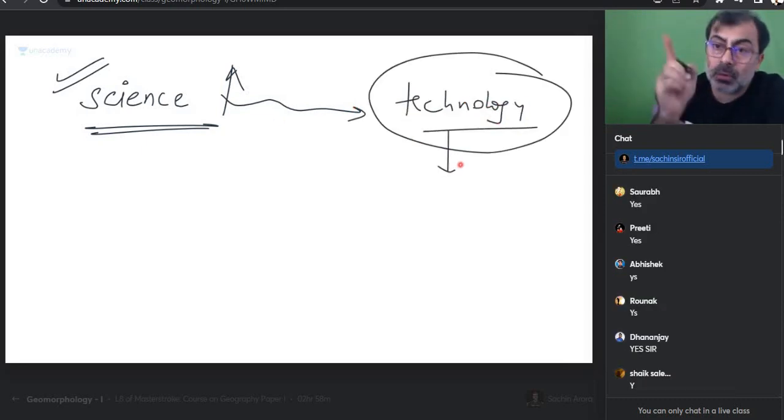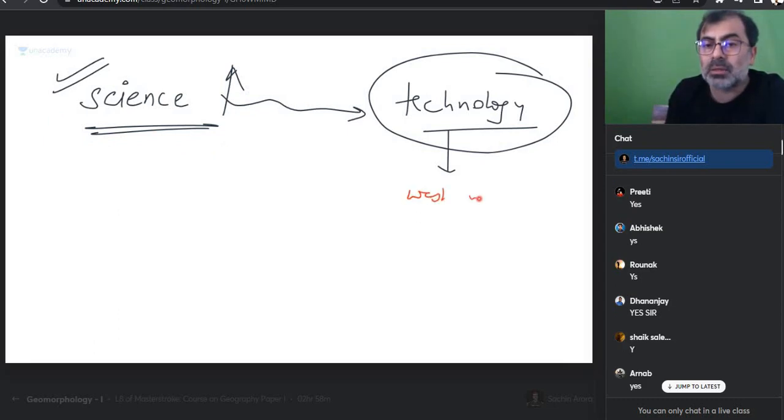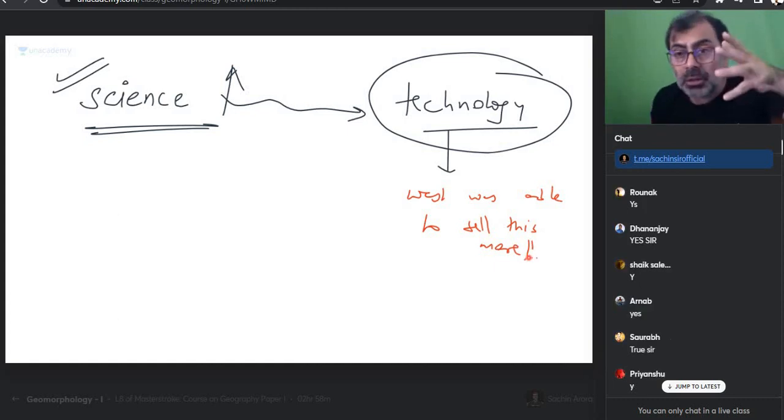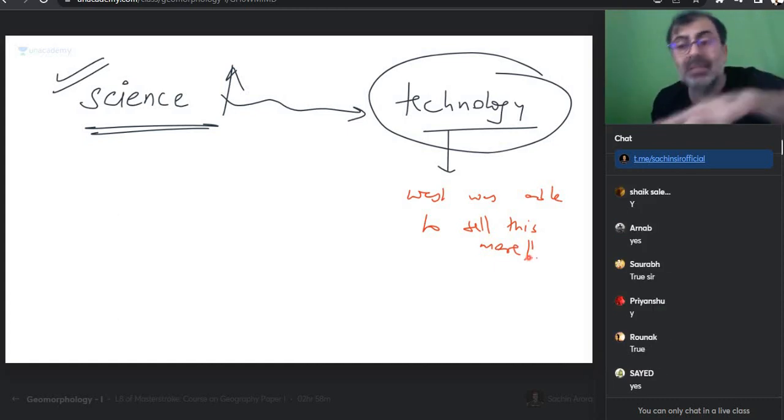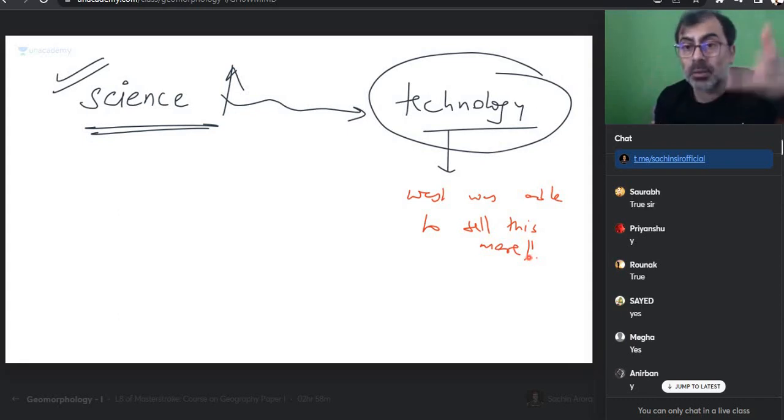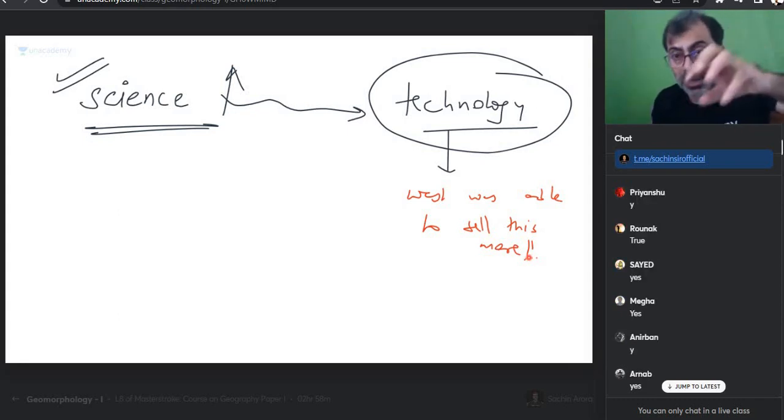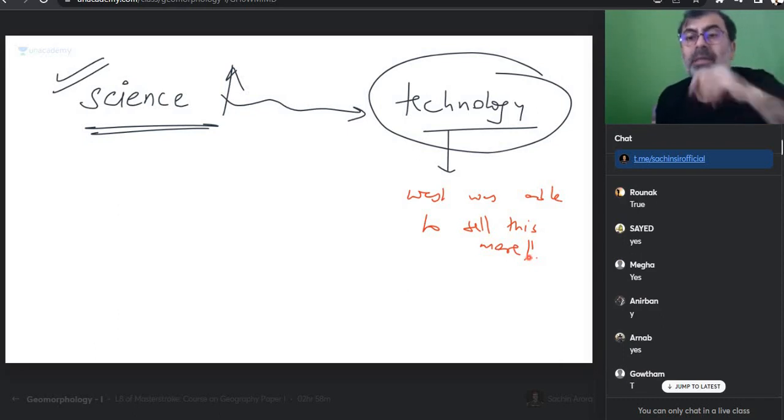Can I say India was always advanced in science, but West was able to sell this more? True or not? We have ancient Vedic wisdom on Ayurvedic medicines, but it was the West which was able to take those medicines, take those extracts, turn into a drug and get a patent. Yes or no?